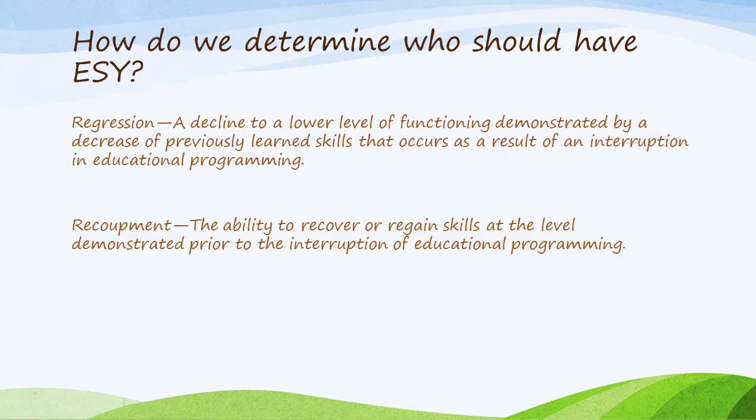Two terms that IEP members may not be familiar with are regression and recoupment. Now, regression is a decline to a lower level of functioning demonstrated by a decrease of previously learned skills that occurs as a result of an interruption in educational programming. And recoupment is the ability to recover or regain those skills at a level demonstrated prior to the interruption of educational programming. In all honesty, we all have regression and recoupment issues. But we'll be talking about what makes it significant as we go on.